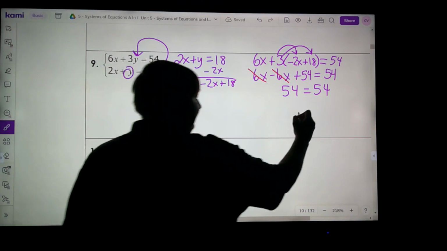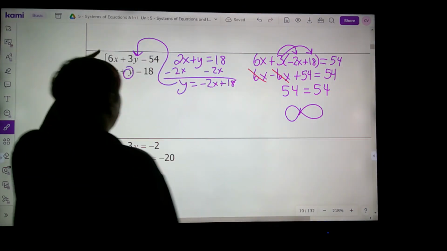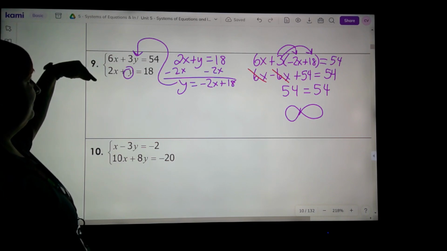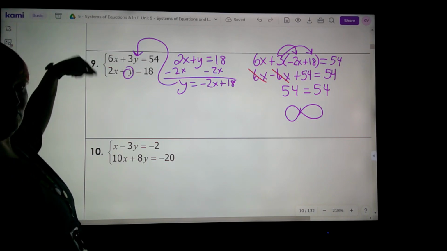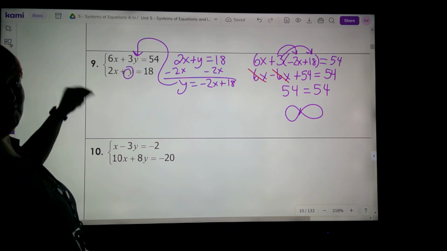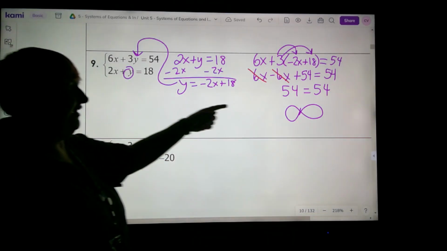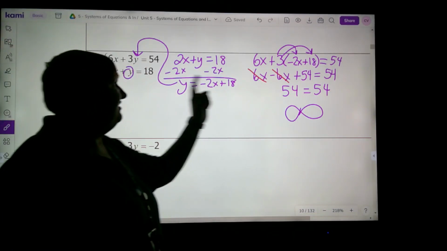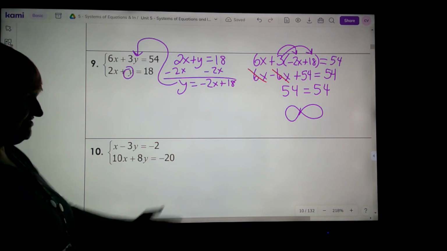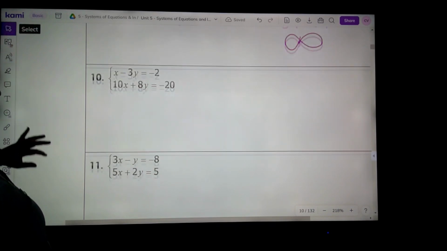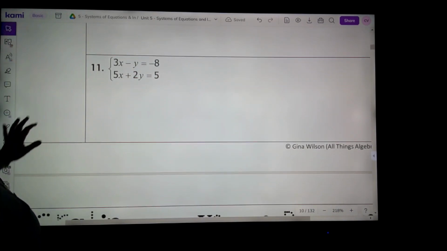That means it's infinity. That means these are literally the same line. If we put them both in slope-intercept form, they would probably be the same equation. They're the same line. It created a true fact that has no variables. That's infinity. I'm glad they gave me an infinity and a no solution.